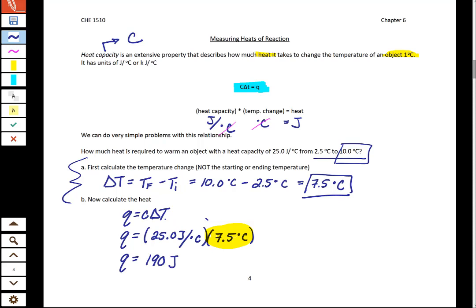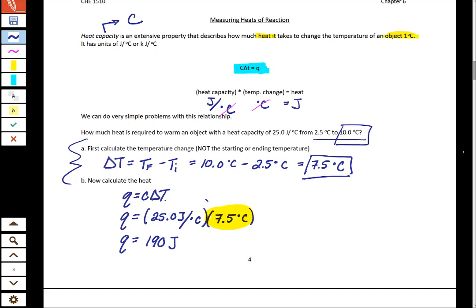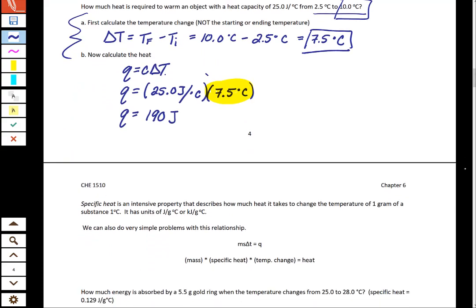So we can use C, which is an extensive property, which means it doesn't depend upon the amount of the substance that's available. And then there's a slightly different version of C that does depend upon the amount, and that's called specific heat. So while we're talking about heat capacity, let's just transition into specific heat as well.